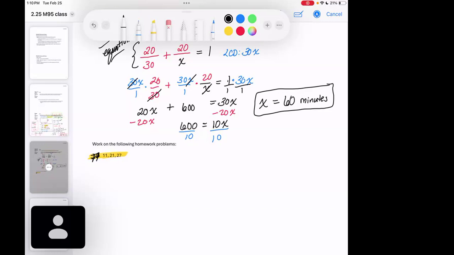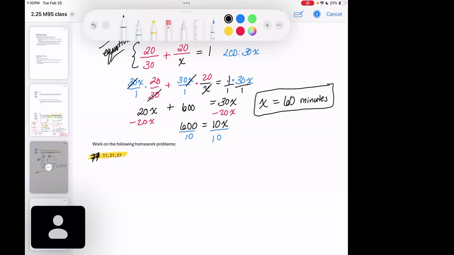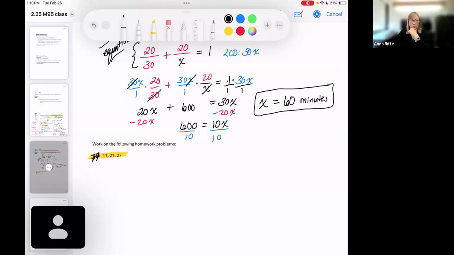Ms. Griff, I have a question. What's that? On number 11, is it the one that says difference of reciprocals? Yeah, that's the one.